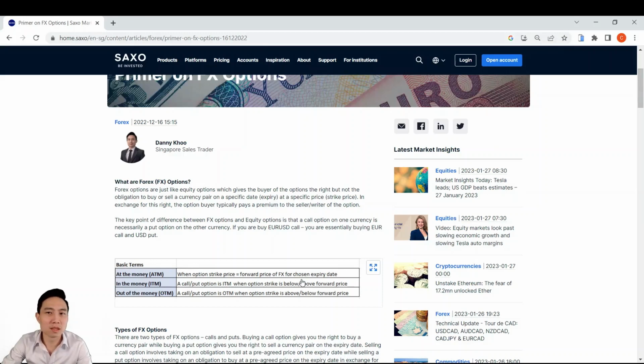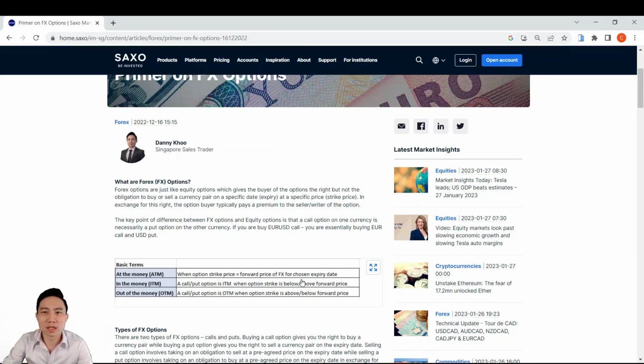So this is similar for in the money option and out of the money option, where in the money option means that when the call option strike price is below the FX forward price, or put option strike price is above the FX forward price. And in the case of out of the money option, it's when the call option strike price is above the FX forward price, or put option strike price is below the FX forward price.